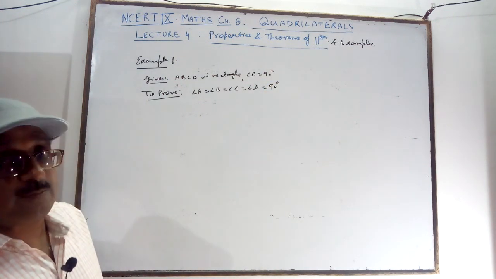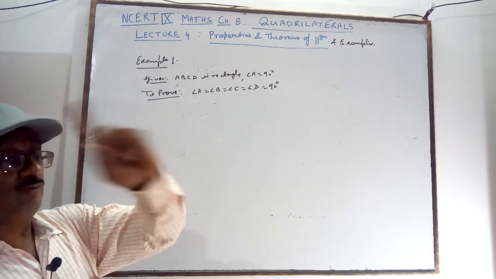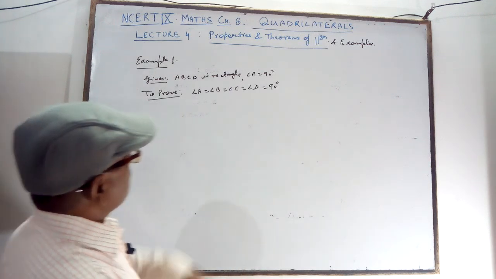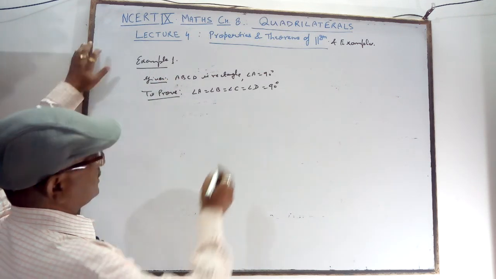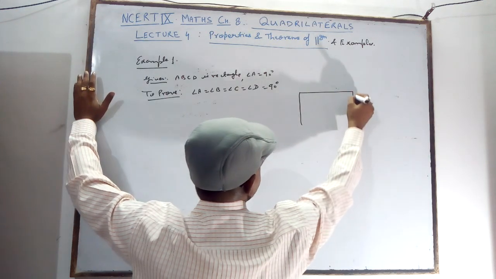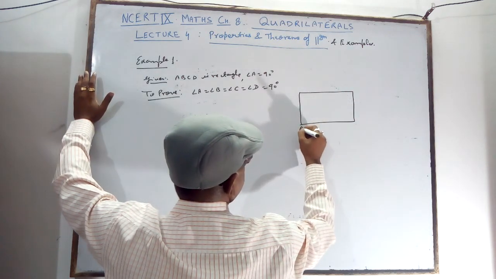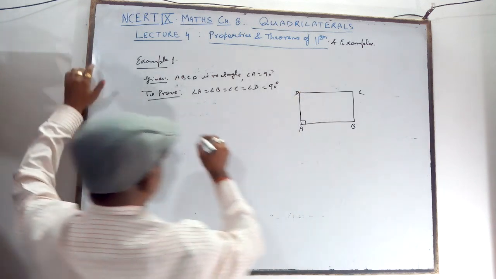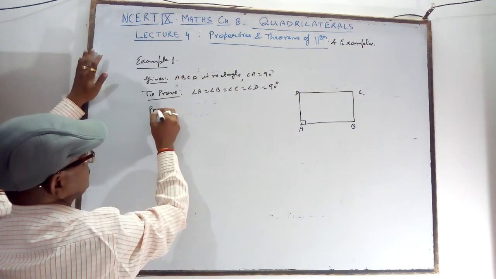A parallelogram is a rectangle only when one angle of the parallelogram is 90. I have told you the property: in a parallelogram, if one angle is 90, then it is a rectangle. First of all, you draw the figure. Here is A, it is 90, given. B, C, D. Proof. No construction.